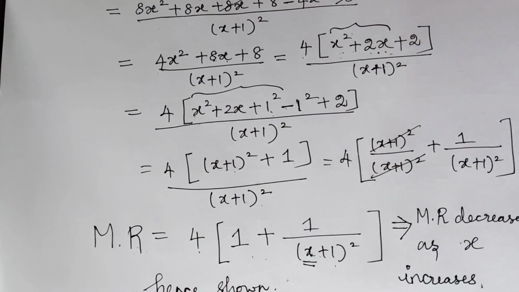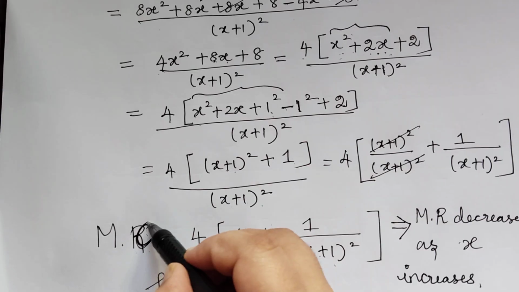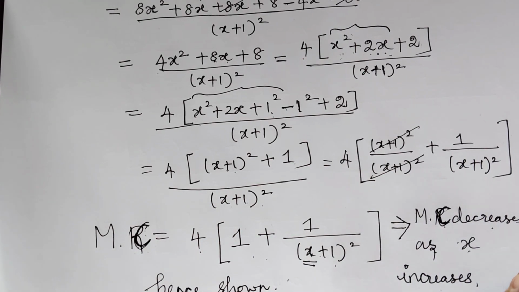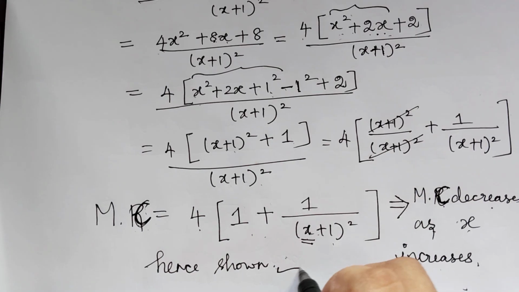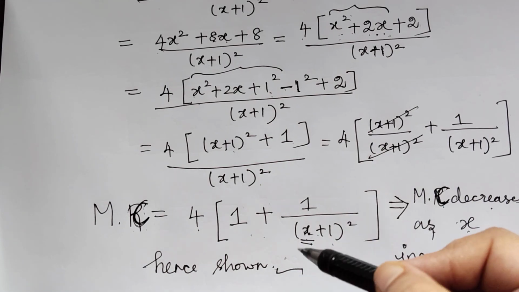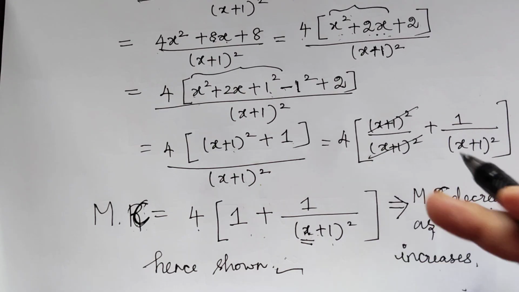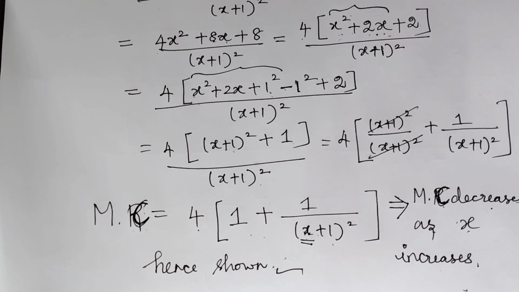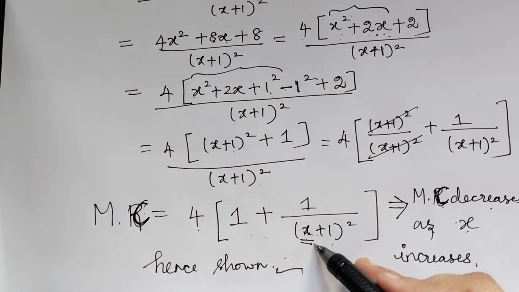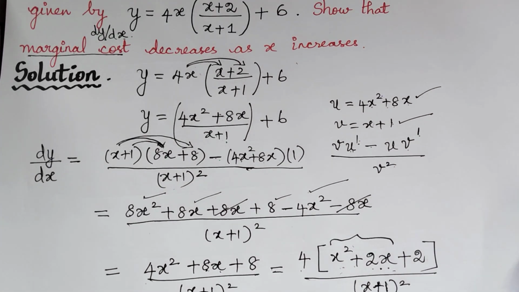So actually this is marginal cost. By mistake I wrote it as marginal revenue. The marginal cost decreases as x increases. So hence we have shown it. And since x is in the denominator over here, as one quantity decreases or increases, the other quantity also increases or decreases, so it happens reversely. So therefore marginal cost decreases as x increases, which is what we have to prove.